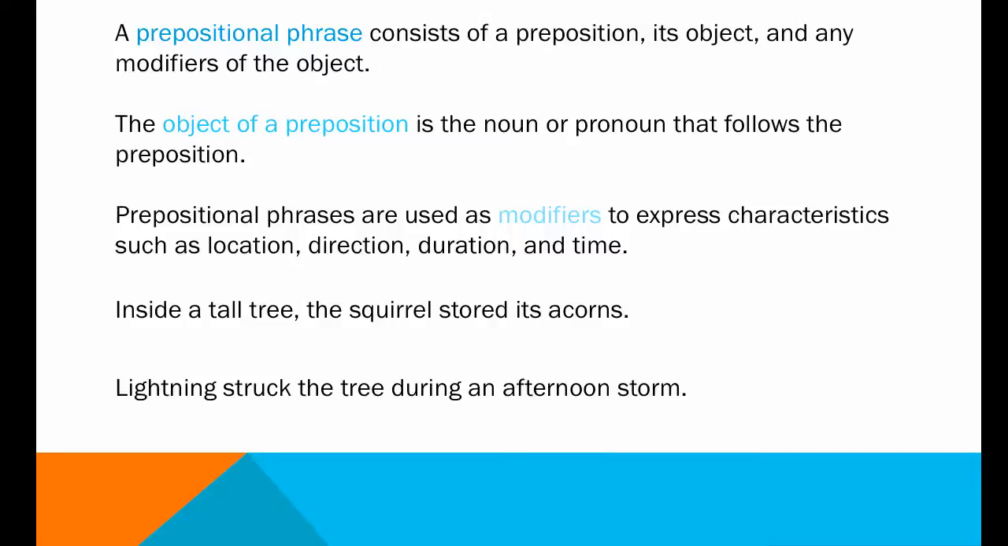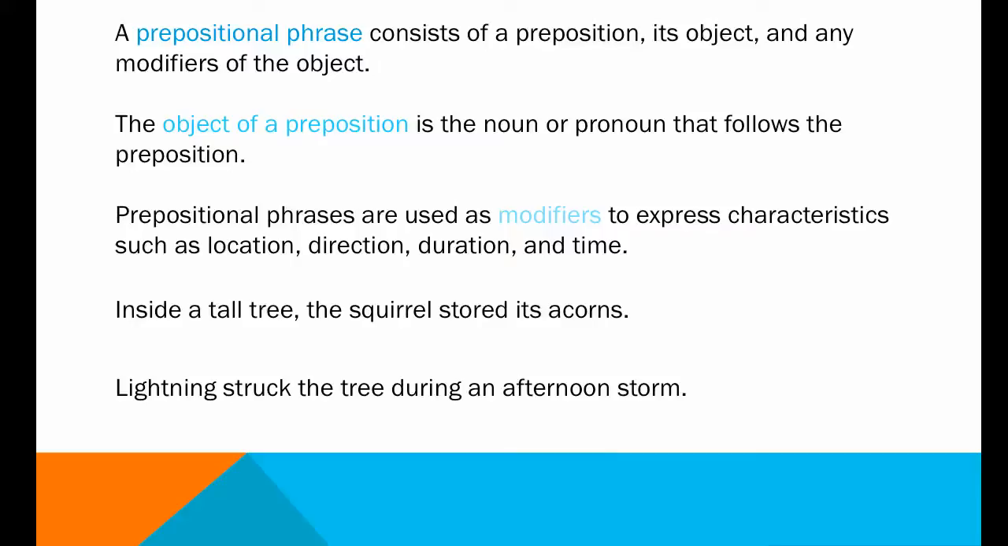Prepositions are important because they introduce prepositional phrases. You're not going to see a preposition without a phrase. A prepositional phrase consists of the preposition, its object, and any modifiers of the object. The preposition will always start the prep phrase, and it will always end with the object. Note that there can be more than one object of a single preposition. Write that down. There can be more than one object of a single preposition. The object of a preposition is the noun or pronoun that follows the preposition, that ends the prep phrase.